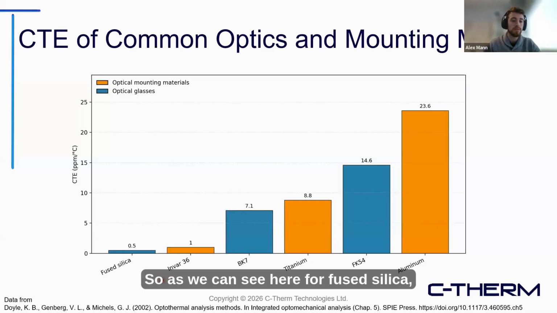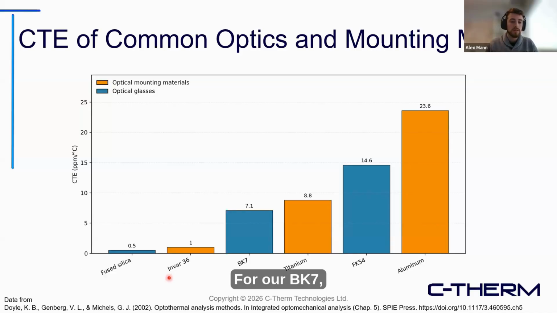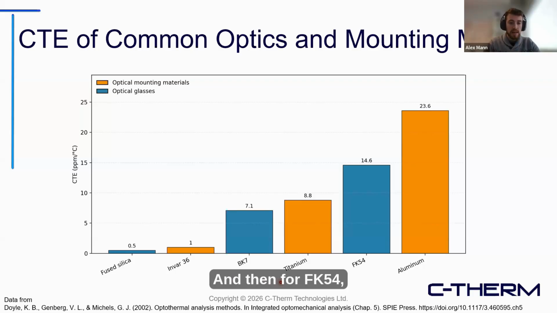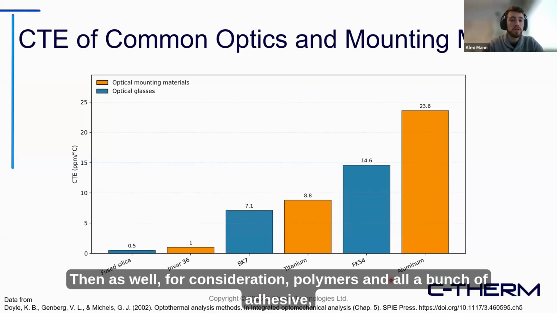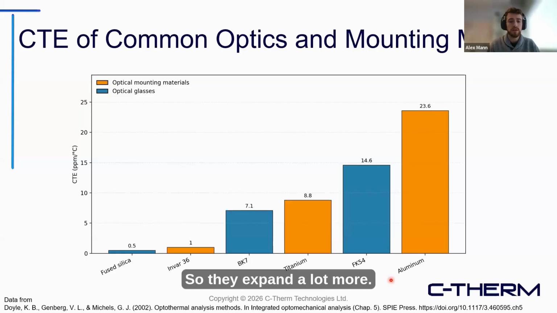So as we can see here, for fused silica, there's also the Invar, which can be used as a housing. For our BK7, we have titanium, which has a really close CTE. And then for FK54, we're kind of in between titanium and aluminum. And then as well for consideration, polymers and a bunch of adhesive rubbers can have CTEs that are within the hundreds, so they expand a lot more. There's a lot to take into account.